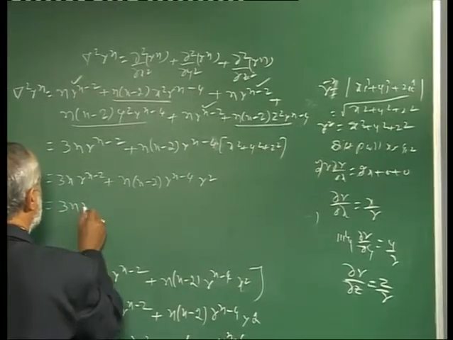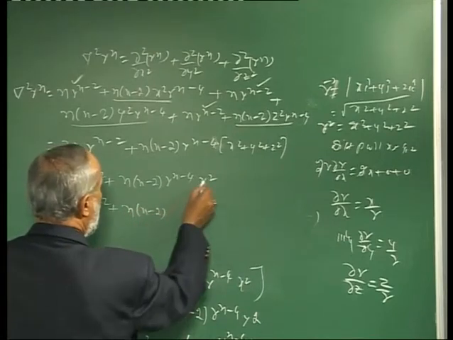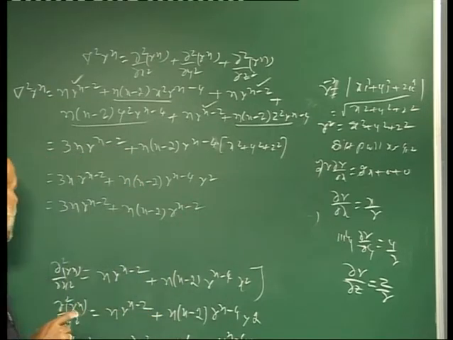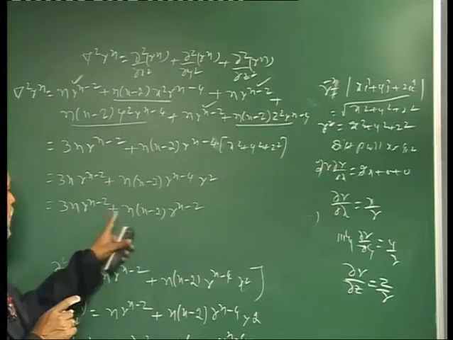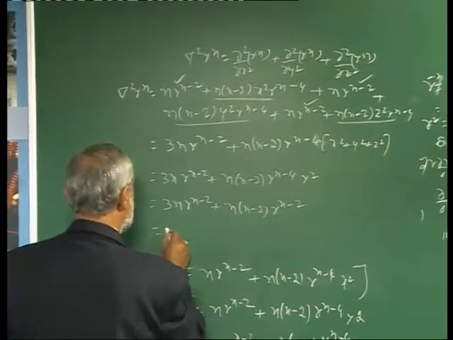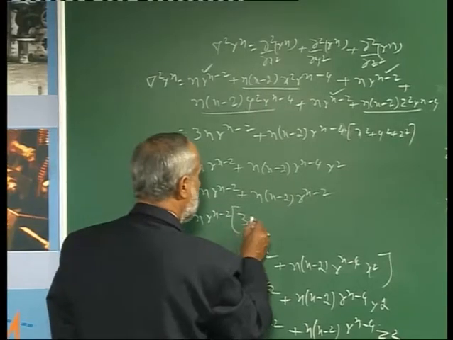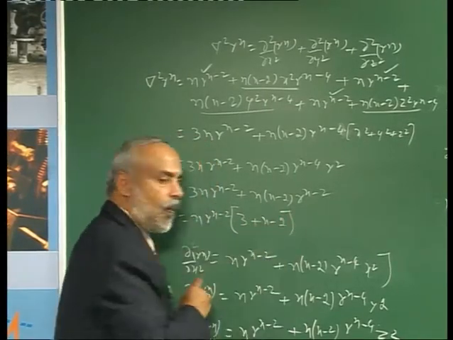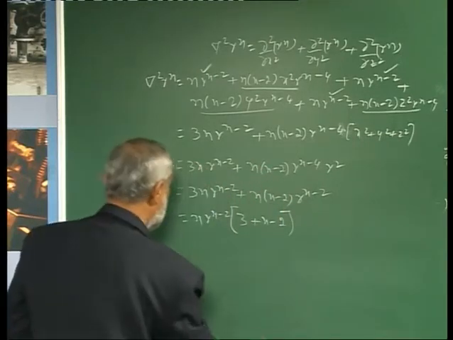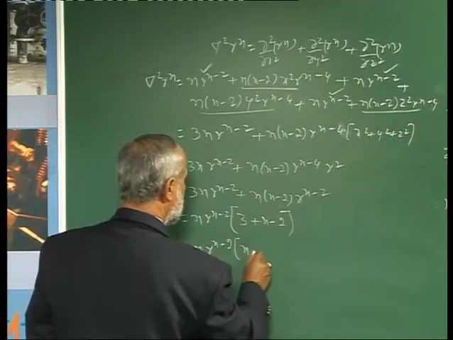This can be rewritten as 3n r^(n-2) plus n(n-2) r² r^(n-4), and r^(n-4) r² is r^(n-2). Then here also n r^(n-2), here also n(n-2) r^(n-2). If you take common, this is equal to n r^(n-2), remaining is 3 plus n minus 2. Now this equals n r^(n-2)(n + 3 - 2), and 3 minus 2 is plus 1.